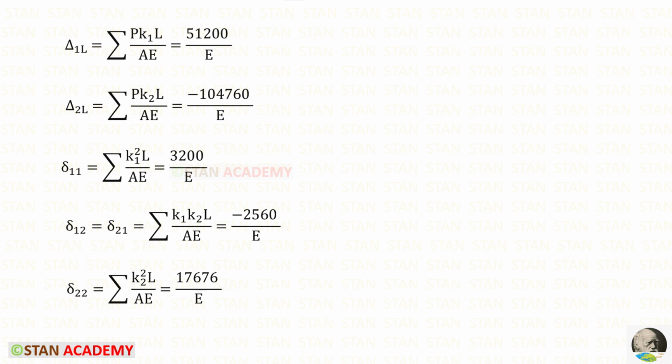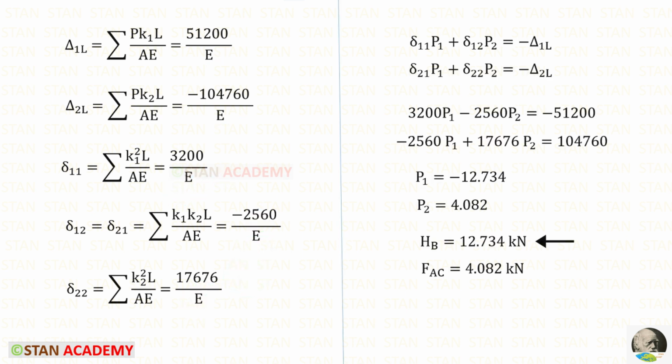For all of the members, the Young's modulus is the same, so no need to enter that. It will be eliminated. In this one, we can apply all of them so that we will get these two equations. Solving these two, we will get P1 and P2. We know that P1 is HB. For P1, we have got a negative value. That means the assumed direction is incorrect. We have assumed HB to be acting towards the right side, but actually it is acting towards the left side.